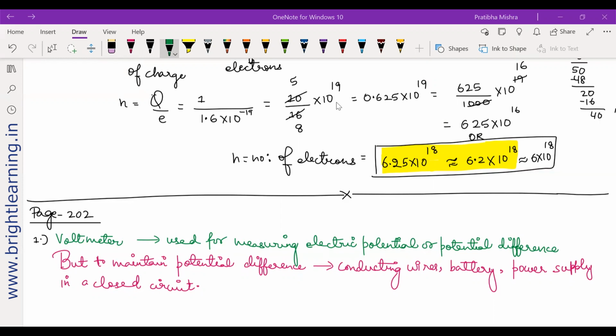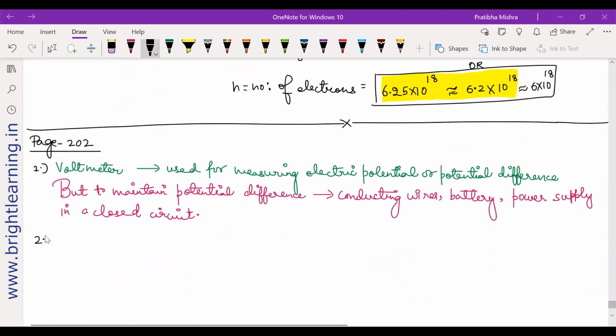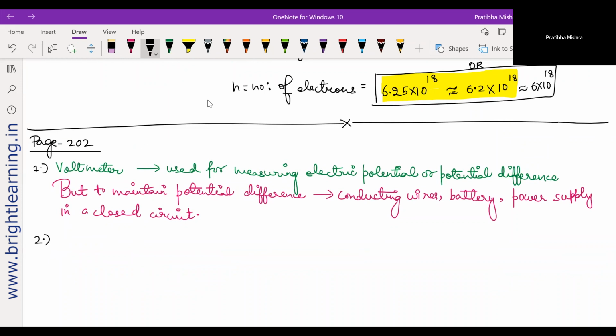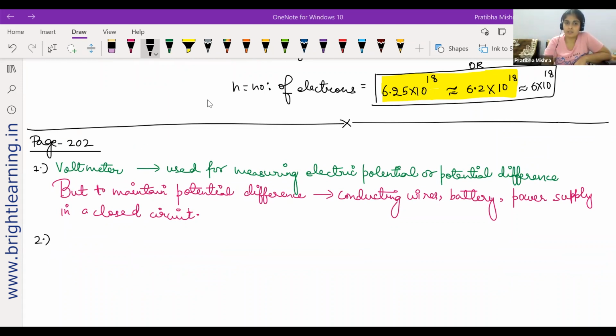See, these are theoretical based questions and not much difficult also. So the second question is, what is meant by saying that the potential difference between the 2 points is 1 volt? Now, how do you answer such questions? What are those 2 points? The terminals of battery, positive and negative terminals, right?